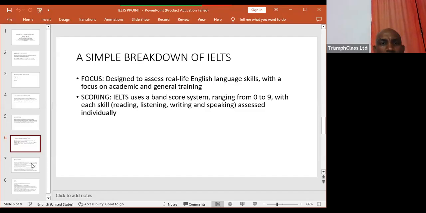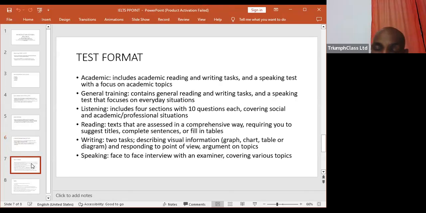Then, apart from that, the test format. When you look at the IELTS test, it has that academic component. The academic component includes reading and writing tasks, and a speaking test with a focus on academic topics. So the topics that are asked are majorly academic. Those are for students.